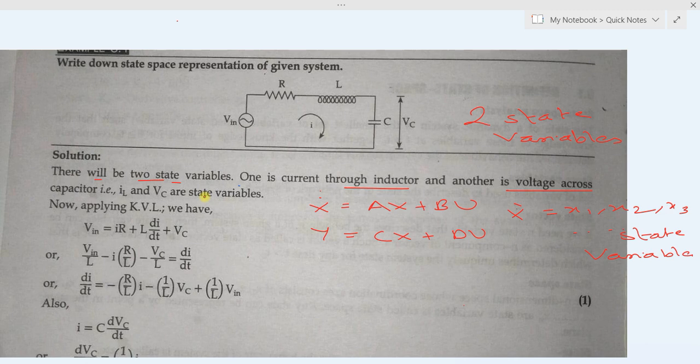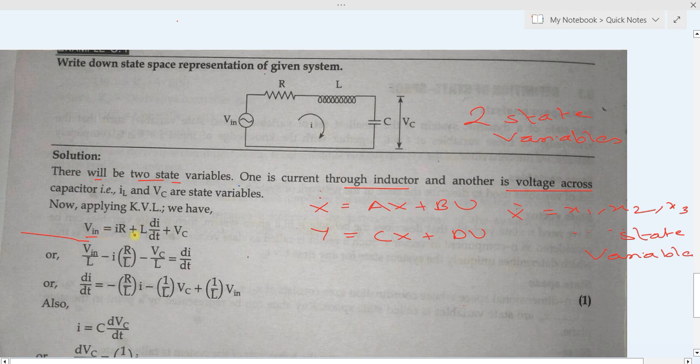In all the problems of state space representation, we always apply Kirchhoff's voltage law and Kirchhoff's current law, KVL and KCL. At first let us apply KVL. What does KVL say? The input voltage equals the sum of the voltage drops. So we can write Vin equals IR plus the voltage across the inductor, L di/dt, plus Vc, the voltage across the capacitor, which is also called the output.